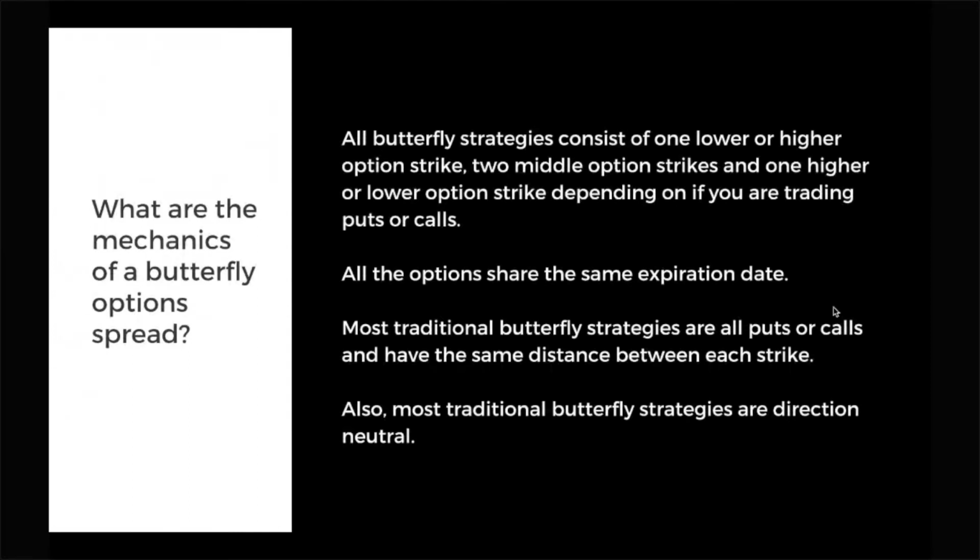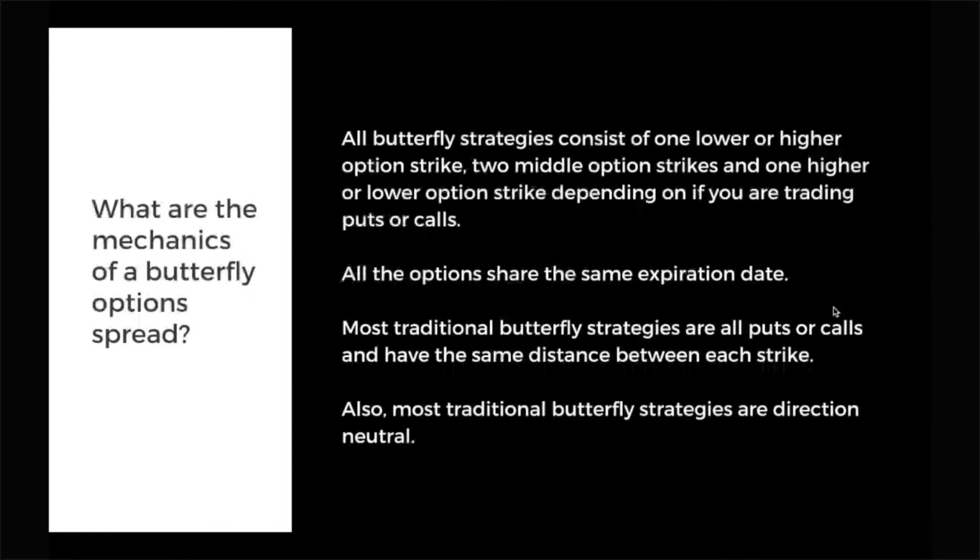They all share the same expiration date. Most traditional butterfly strategies are all puts or calls and have the same distance between each strike. You do have some that are non-traditional that we're going to discuss in a bit as well. Also, most traditional butterfly strategies are direction neutral. They don't have a bias on which direction you actually go. The traditional ones are wanting the market to stay in a very, very tight range.